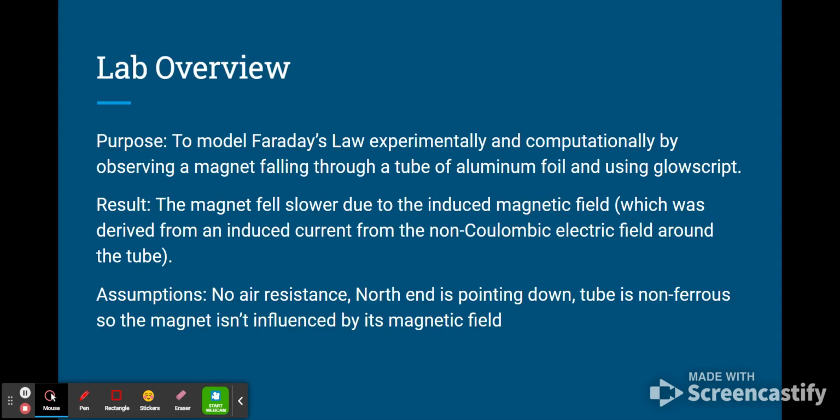The purpose of this lab is to model Faraday's Law experimentally and computationally, by observing a magnet falling through a tube of aluminum foil and using a GlowScript model. The magnet fell slower due to the induced magnetic field from the change in flux. The assumptions are that there is no air resistance, the north end is pointing down, and the tube is made of a non-ferrous material, so the magnet isn't influenced by its magnetic field.